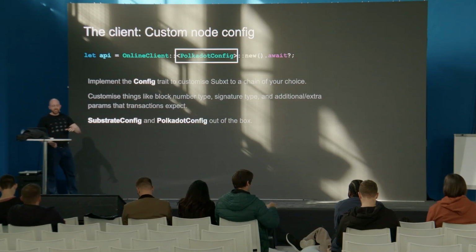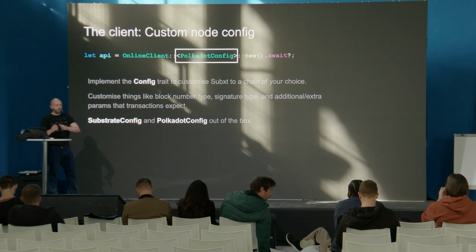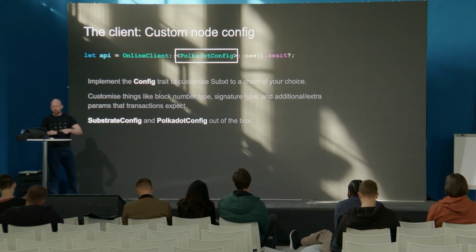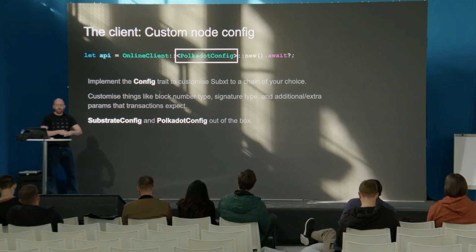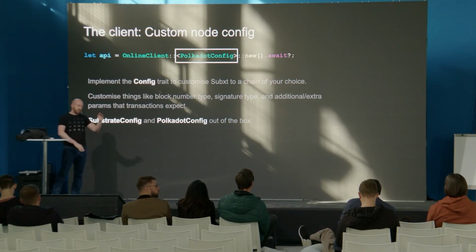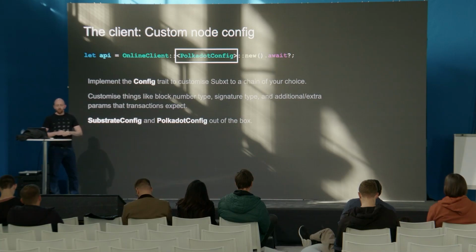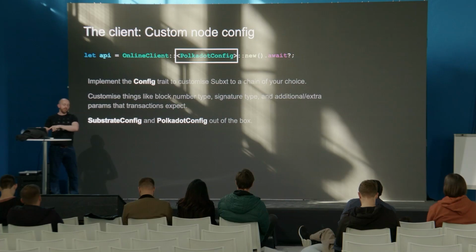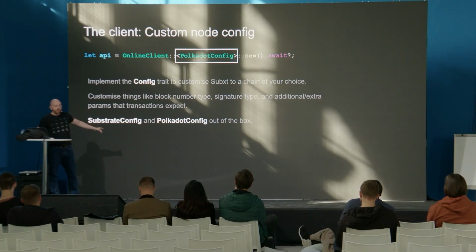The config is a trait that defines all of the things that are different between different chains, like the block number type, for instance, or the type of the signature, or the type of the signed extras that you can include in a transaction. So if you have a parachain and you want to use Subxt, you can implement your own version of this config that's specific to your chain, and then Subxt will understand how to interact with that and make the most of it. And just to say, we get the default Substrate config and Polkadot config out of the box.